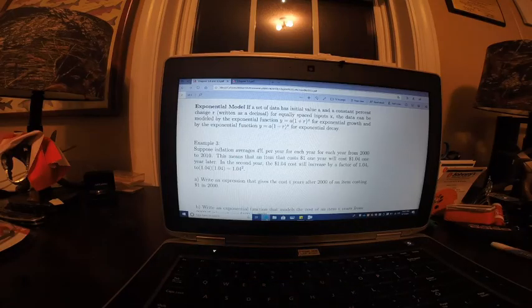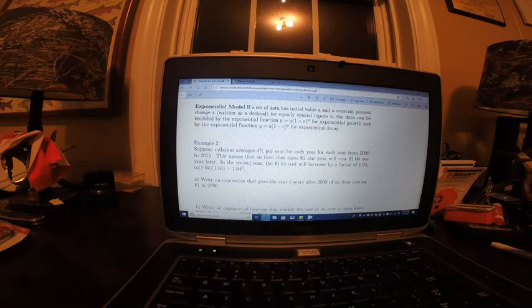Alright, so if a set of data has initial value a and a constant percent r written as a decimal, for equally spaced inputs x, the data can be modeled by the exponential function y equals a times 1 plus r raised to the x for exponential growth, and the exponential function y equals a times 1 minus r raised to the x for exponential decay. So let's do a few examples given this exponential model that we've just gone over.